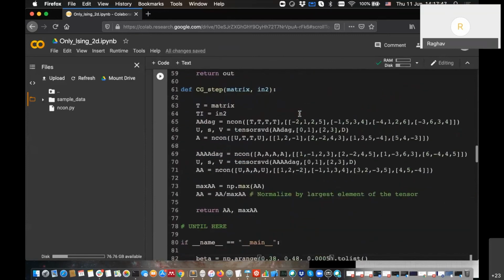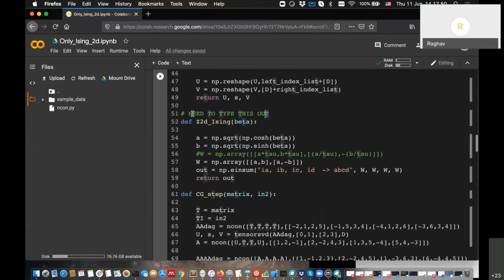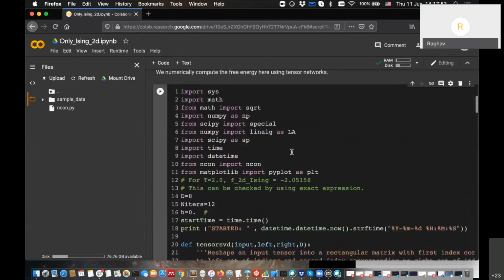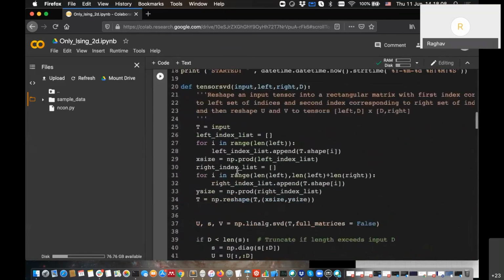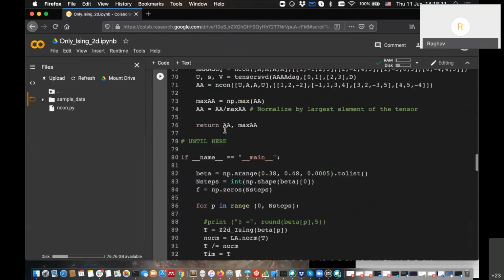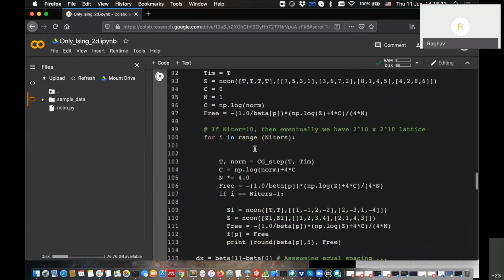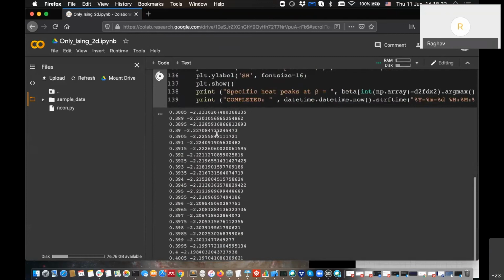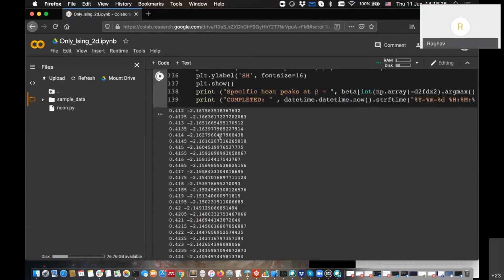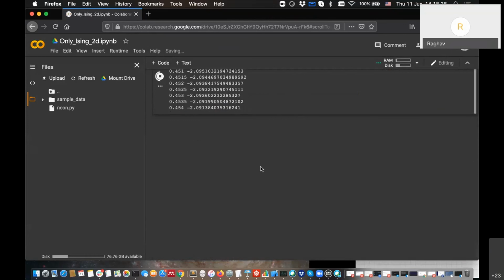Okay, so d is equal to 8. Iterations is 12. So for example, we are doing the classical Ising model on a 2 to the 12 by 2 to the 12 square lattice right now with zero magnetic field, because H is equal to 0. Now I'll run this and we'll see what it does. It is computing free energies for different values of beta: 0.38, 0.3805. You can see this is going really fast, on its way to 0.48.